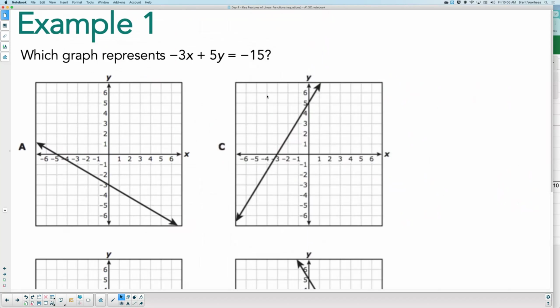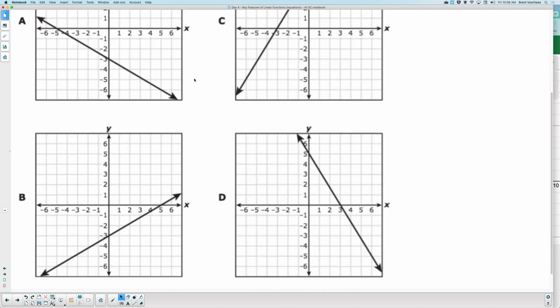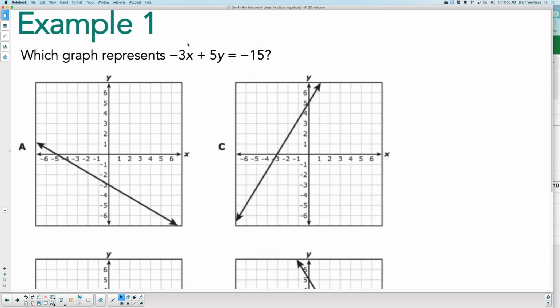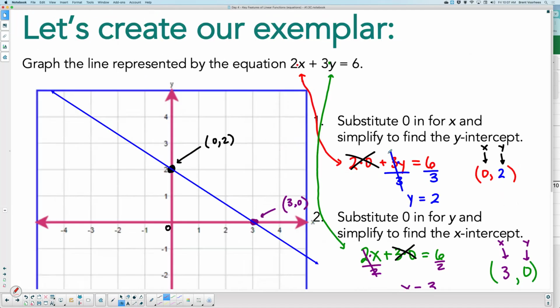Let's see it here. Example 1. Which graph represents this? So this time we don't have to take the time to graph, but we still need to solve the same way. This is written in standard form. This means that x and y are together. If they're written in this form, we're going to do the same 3 steps. Do you remember what the first step was? What did we just do a second ago as our first step? Look back on this slide. What do we do first? Substitute 0 in for x.